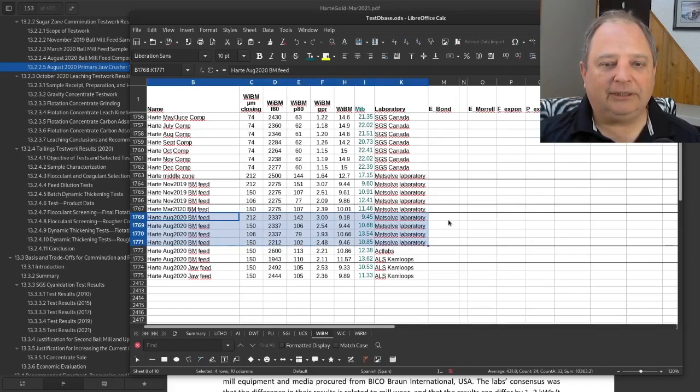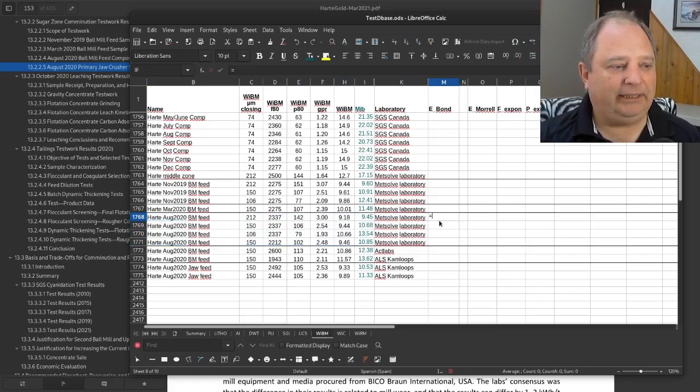So the process that you use is generating the signature plot. So we're going to add here the Bond equation.